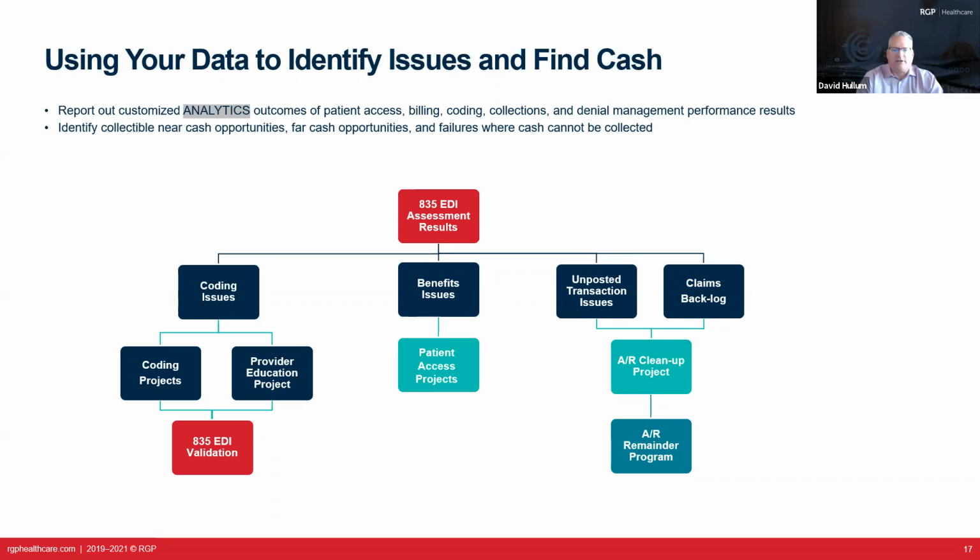In the benefits area, you may realize now that you need a patient access project. Just like I said a minute ago, I could spend 50 minutes talking about authorization and patient education. Well, these are projects that you would want to launch into so that you can now reduce the number of encounters that you're having that have those kinds of issues. And then in the unposted and claims backlog, you can invest in AR cleanup projects and then AR remainder programs. And I want to explain the remainder program for just a minute, okay? In your collection scheme, there's going to be a point at which your organization is going to have diminishing returns, okay?